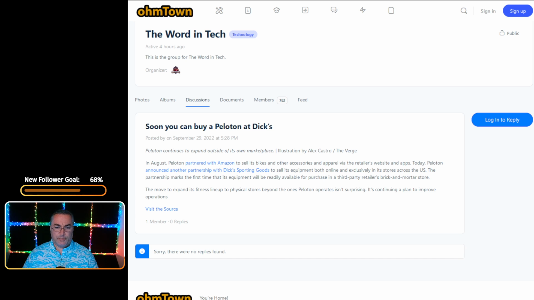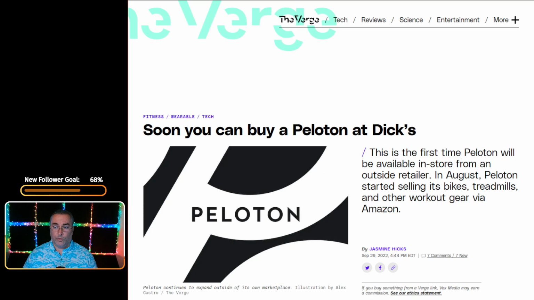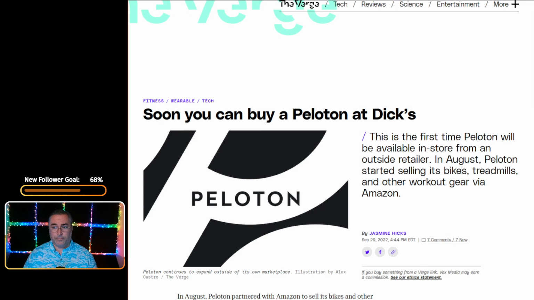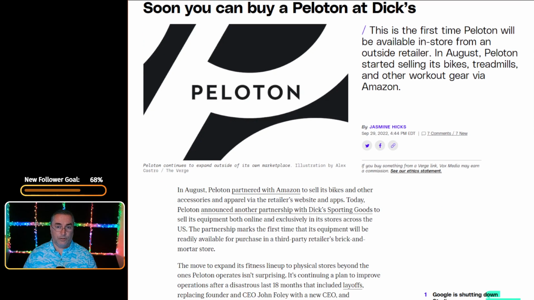So it says here, the move to expand its fitness lineup to physical stores beyond the ones Peloton operates isn't surprising. It's continuing a plan to improve operations. I don't know if there will be enough runway, or cycleway paths, I'm not sure. I don't see Peloton surviving as this exclusive elite solution. Jasmine Hicks is the author of this article, and it says here, this is the first time Peloton will be available in store from an outside retailer.